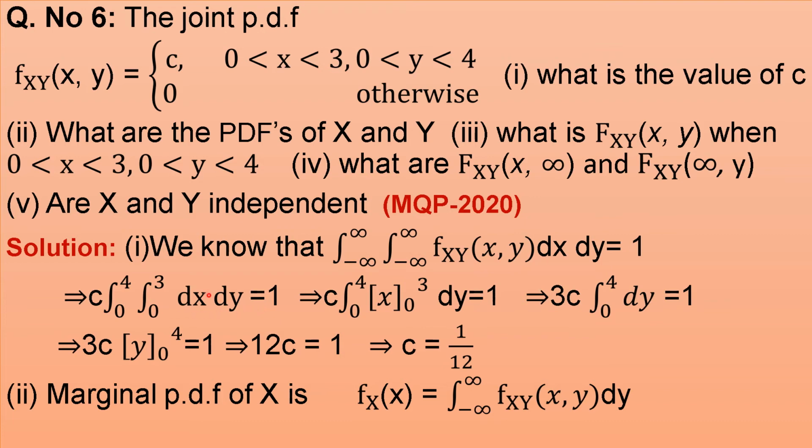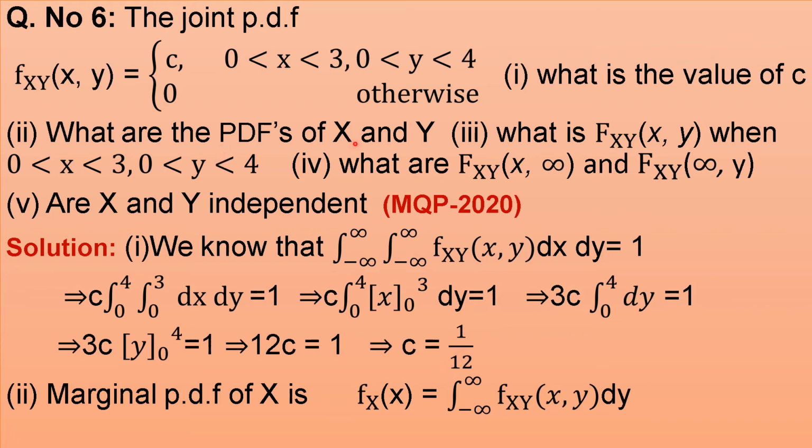Integral dx means x, evaluated between 3 and 0, which will be 3 minus 0 or 3. So 3 is kept outside the integral sign, 3c into integral 0 to 4 dy equal to 1. 3c into integral dy is y, evaluated between 4 and 0, which is 4 minus 0 or 4. 3c into 4 is 12, so 12c is 1. c is 1 by 12.